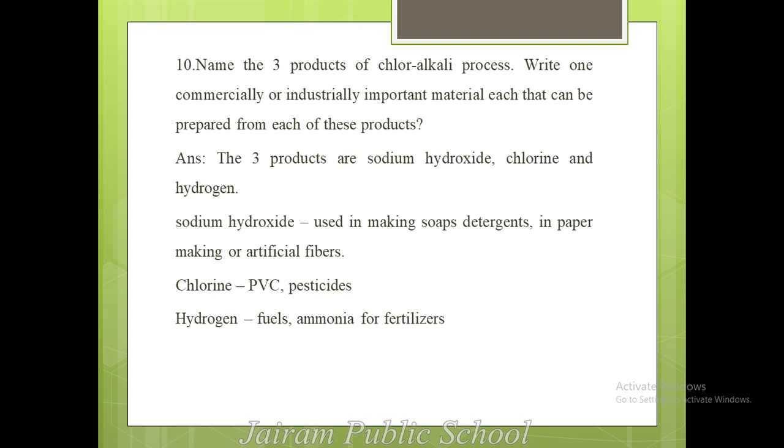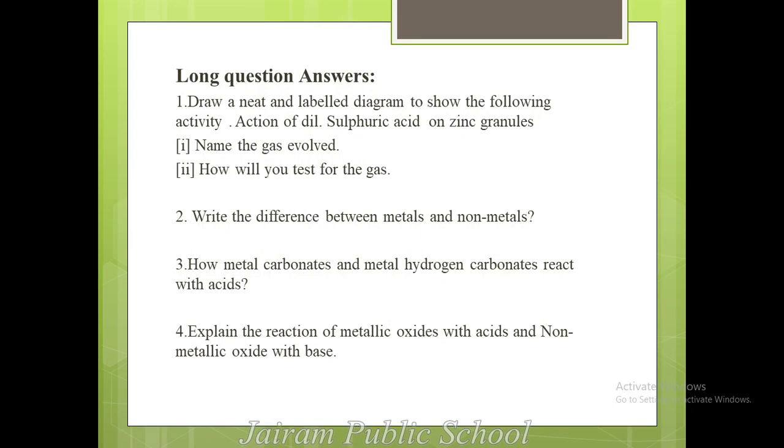All metals except mercury exist as solids at room temperature. Metals have high melting points, and just iodine is a non-metal, but it is lustrous. So these are the differences for metals that you have to write.